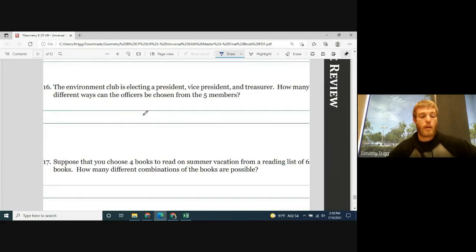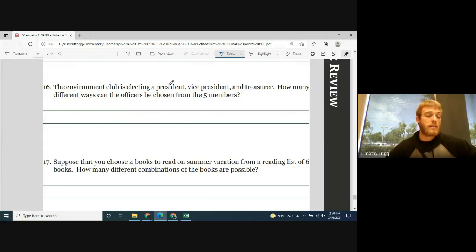Number 16. The Environment Club is selecting a president, vice president, and treasurer. How many different ways can the officers be chosen from the 5 members? So you have 5 people, and you're choosing a president, a vice president, and treasurer. Are these positions the same, or are they different?